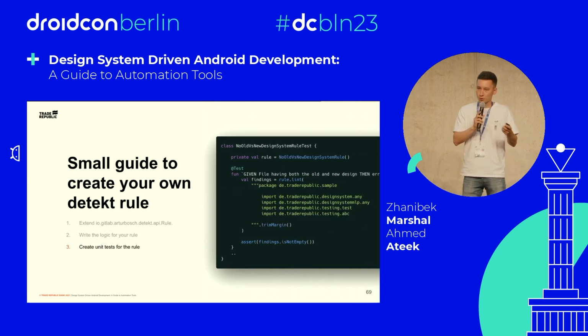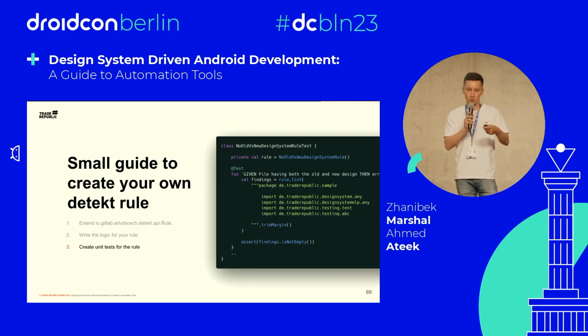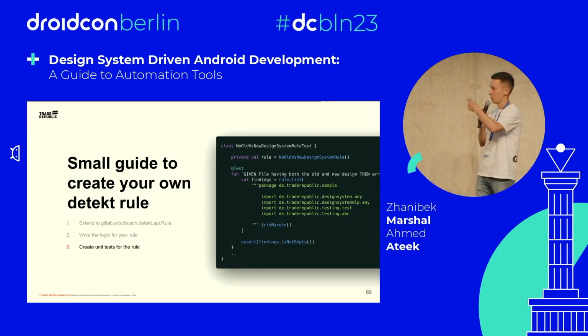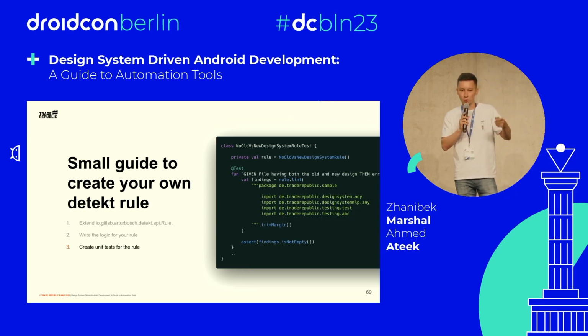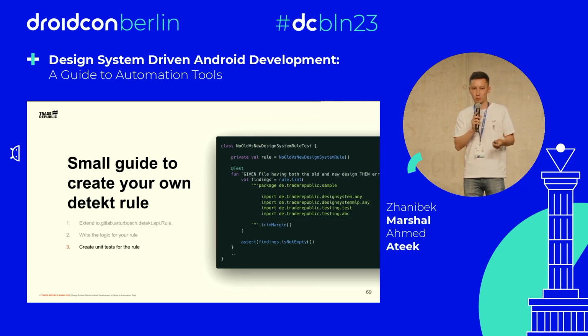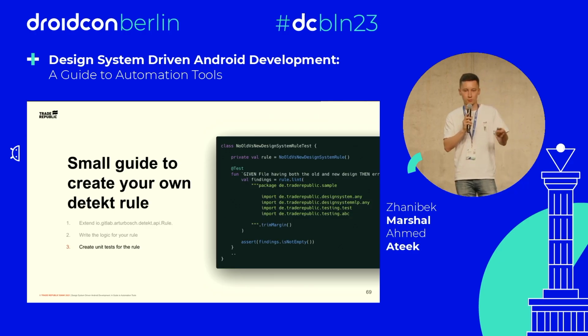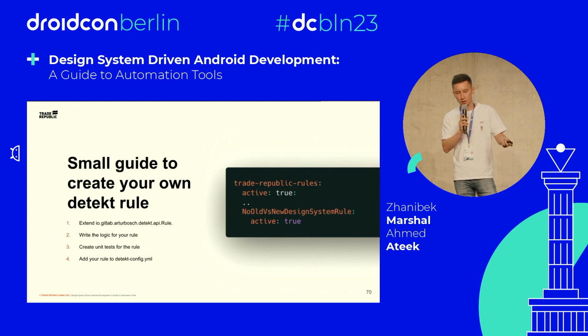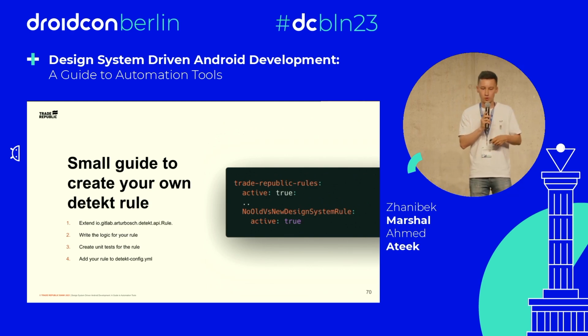Also, after writing the rules, it's nice to have a test to verify that it's all good. And here is an example of how it shouldn't be, when you have a legacy and then the MLP, as we called the new design system. In this case, the rule should be failing, and having the test is always a must. It's much safer and ensures that you don't break your rule as well. And then you just add this rule into your text configuration, and that's all.